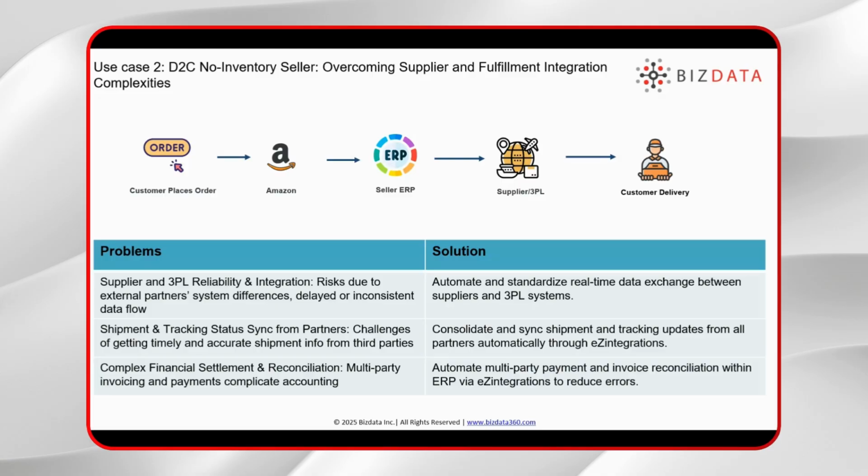Let's look at the problem column on the left. The first major problem in this particular use case is that every supplier and 3PL has its own unique system. There can be different systems that they take care of, and you have to integrate with each of them. If those systems don't communicate well, you end up with a delayed or inconsistent data flow. This can lead to the wrong product being shipped, or worse, an order being dropped altogether, right?